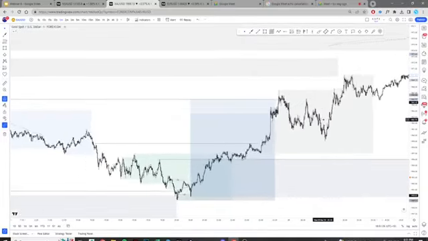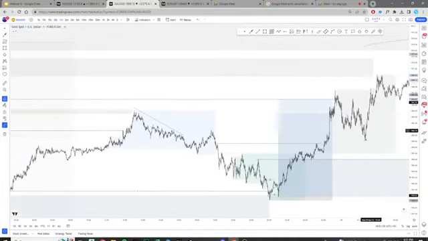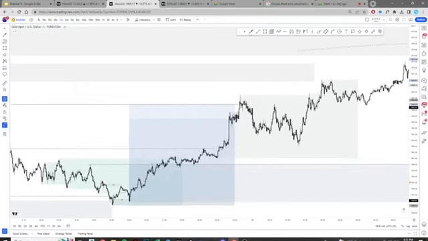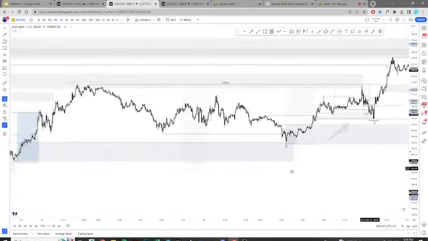Continuing the day, there was a nice entry opportunity here, right? Pulling back into this demand, right, that we left behind. Sweeping inducement as well. Okay, let's go back onto the 5.